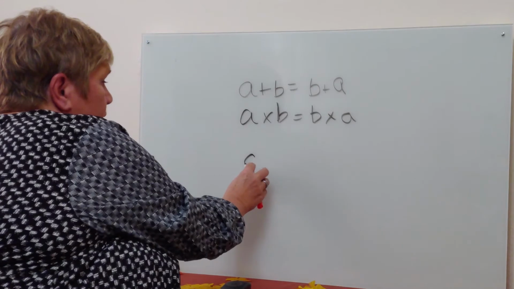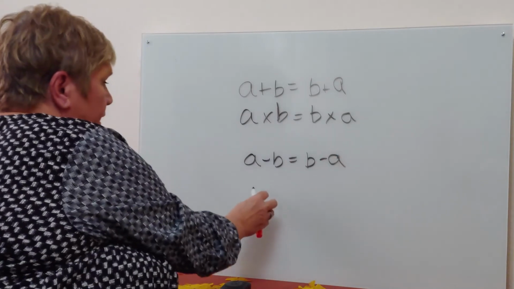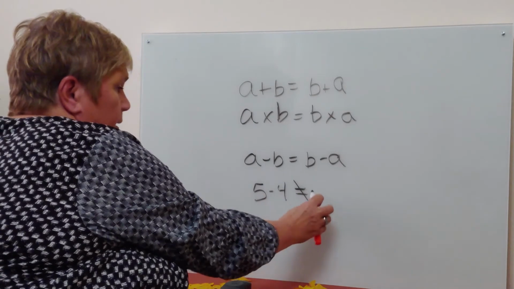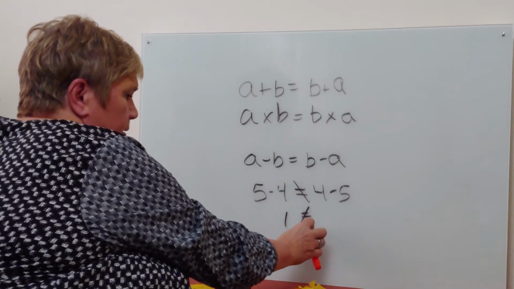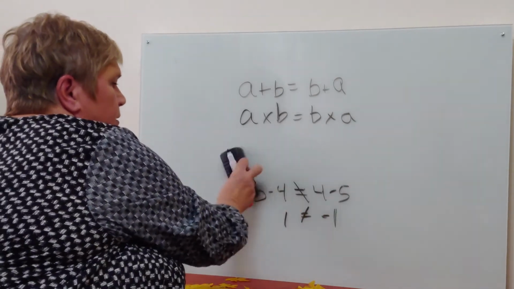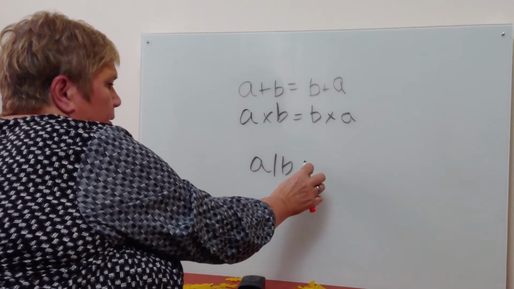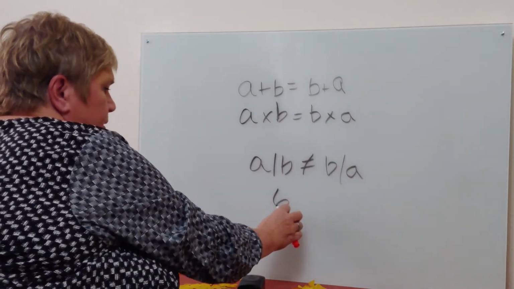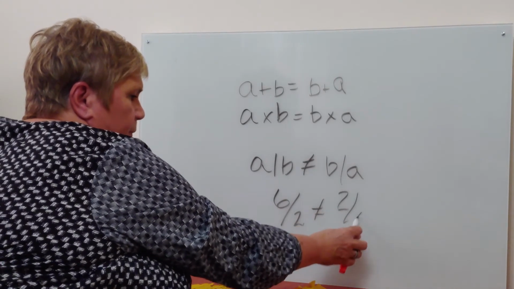So we cannot say that A minus B equals B minus A. If we have 5 minus 4, it does not equal 4 minus 5. 1 does not equal negative 1. Same goes with division. A divided by B does not equal B divided by A. 6 divided by 2 does not equal 2 divided by 6.